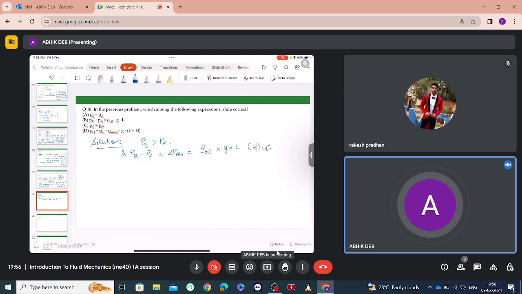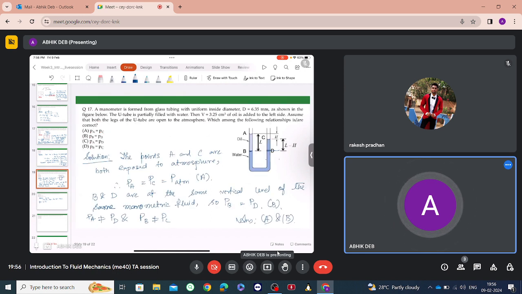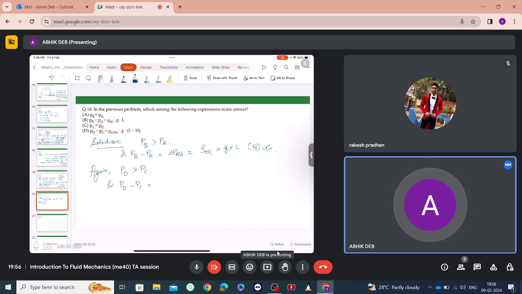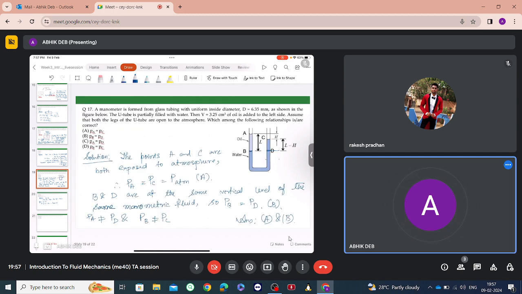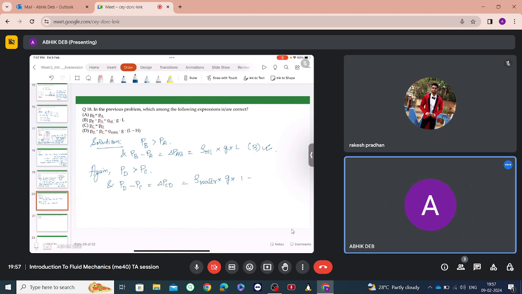Then again, PC is not equal to PD. PD is greater than PC, and PD minus PC will be equal to what? This is water. C and D are both in water, the points connected by the fluid water. So this will be delta P CD, or density of water multiplied by g multiplied by L minus H. So this is option D. The correct options here are B and D.